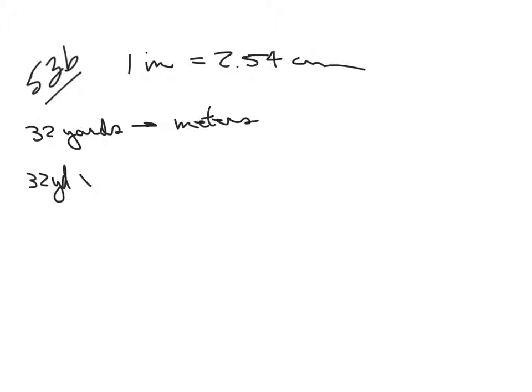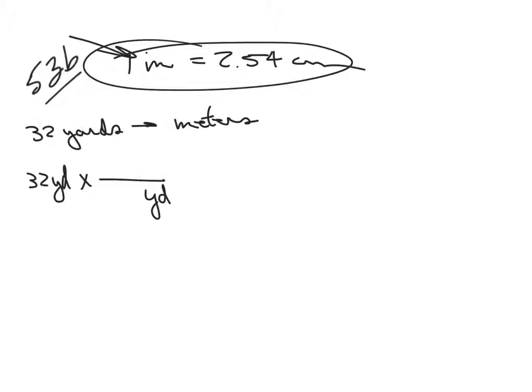32 yards times line, yards on bottom, and we need to know, is there a conversion between yards and meters? No, there isn't. But if we're going to use this as our conversion, we're going to have to change to inches and then change our inches to the metric. So we'll put 1 and we'll put 36 inches here. Cross out our yards. Inches is not what we're looking for, so we keep going. Do we know a conversion between inches and centimeters, where we're going? Yes, we do. We know that 1 inch is 2.54 centimeters.